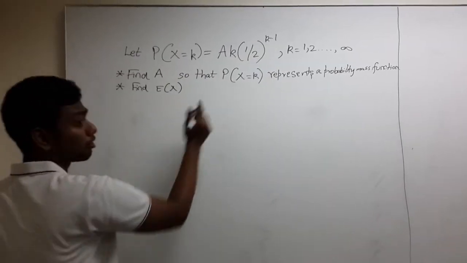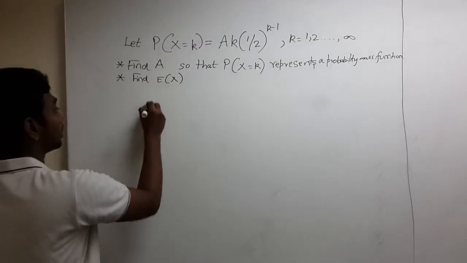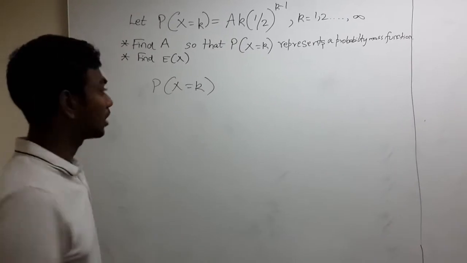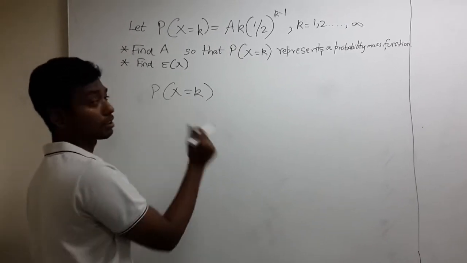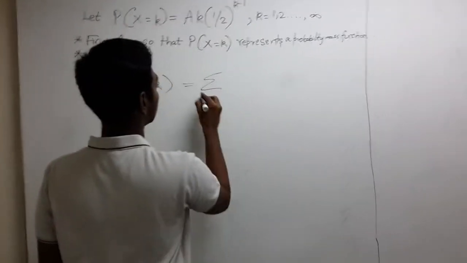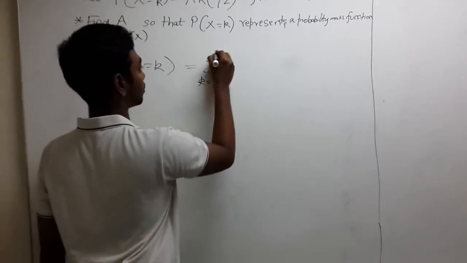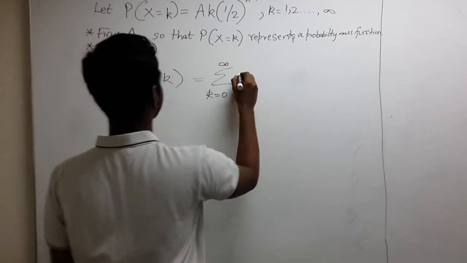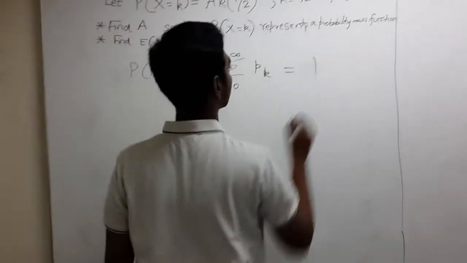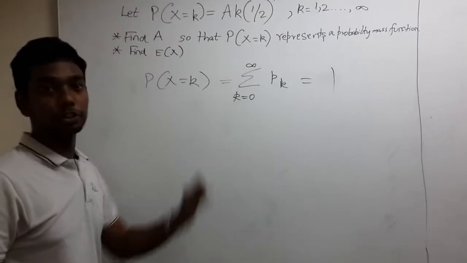For this function to represent a probability mass function, we need to show that the summation from k equal to 0 to infinity of P of k is equal to 1. So this is what we need to show.